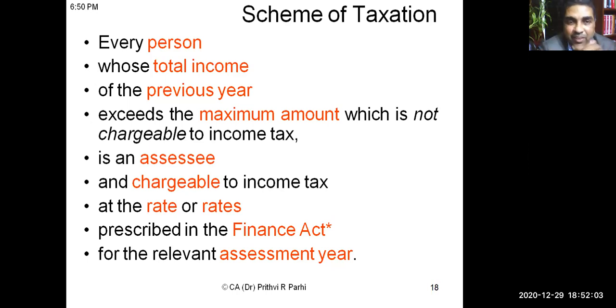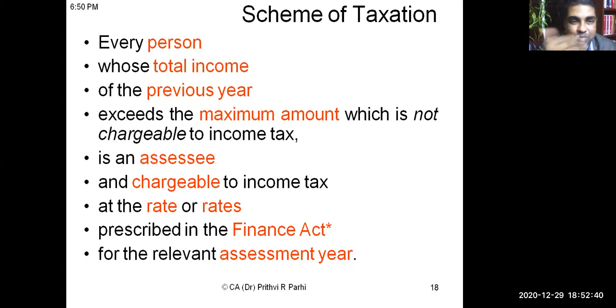Why have you underlined this? Because without understanding the meaning of these terms, it will not be possible to understand the scheme of taxes. So this particular sentence says that every person, I need to understand the meaning of person first. If I want to understand the meaning of person, where can I find that? Where will person's definition be available? Section 2. I have to refer to Section 2.